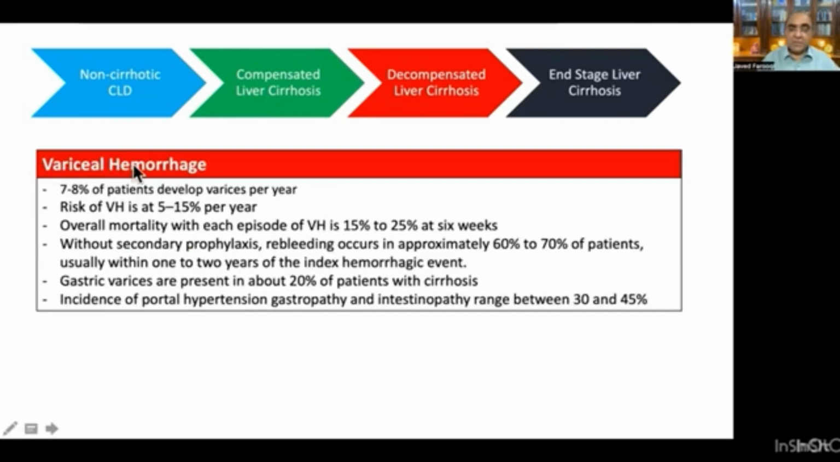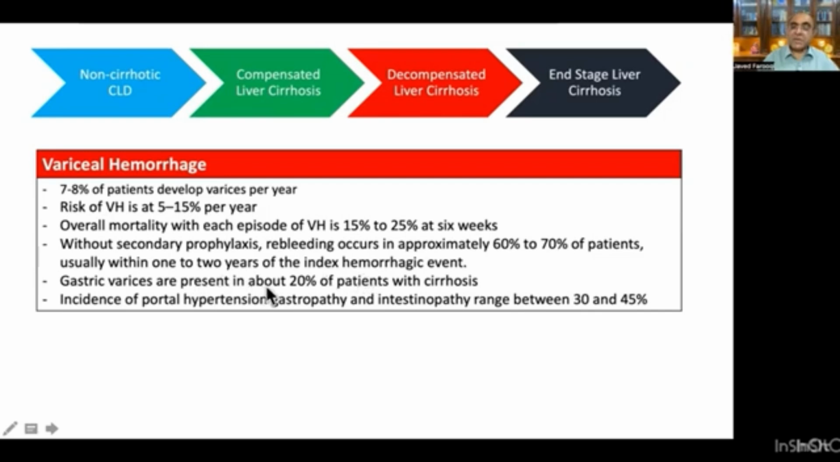The other main complication, the second complication, which I said in my initial lecture, is that 7 to 8% of the patients develop varices per year. And the risk of variceal hemorrhage is 5 to 15% per year. Overall mortality with each episode of variceal hemorrhage is 15 to 25% at 6 weeks. Without secondary prophylaxis, rebleeding occurs in approximately 60 to 70% of patients, and it usually happens within 1 to 2 years of the index hemorrhagic event.